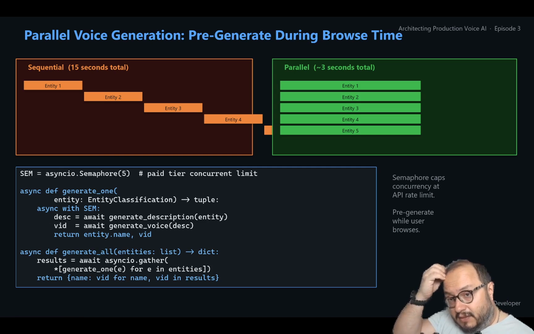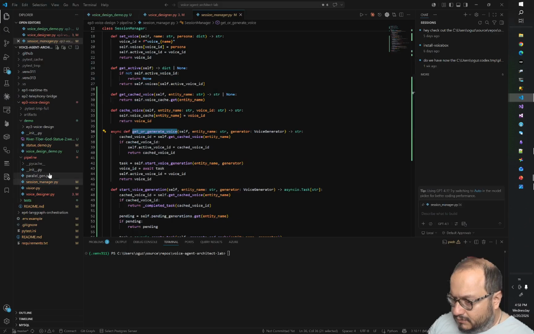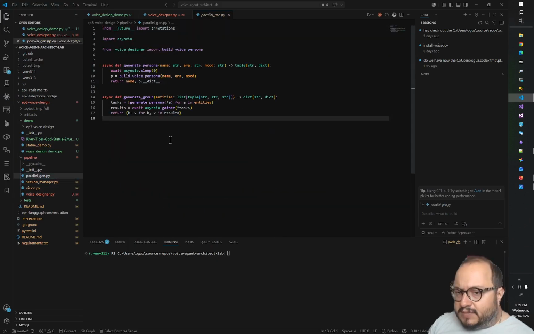The free tier allows 1 concurrent generation. The paid tier allows up to 5. In parallel_gen.py, we use an asyncio semaphore to cap the concurrency at the appropriate limit. If you exceed it, requests queue rather than fail. The result of parallel generation is a fully populated voice cache before the user touches anything. When they select the first exhibit, the voice is already there. That's parallel_gen.py.